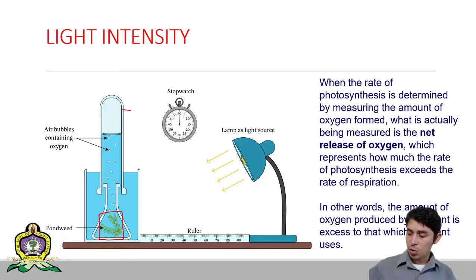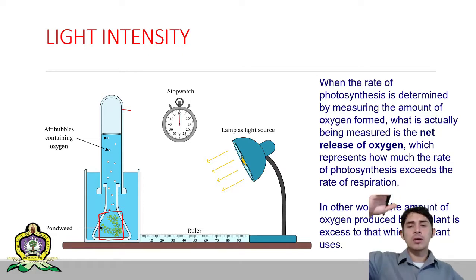Also, you have to observe that because photosynthesis is happening, little bubbles are actually going towards the top. So bubbles are being produced. What do the bubbles contain? The bubbles contain oxygen. And the oxygen is accumulating inside of this test tube. And that's why the setup is like this.